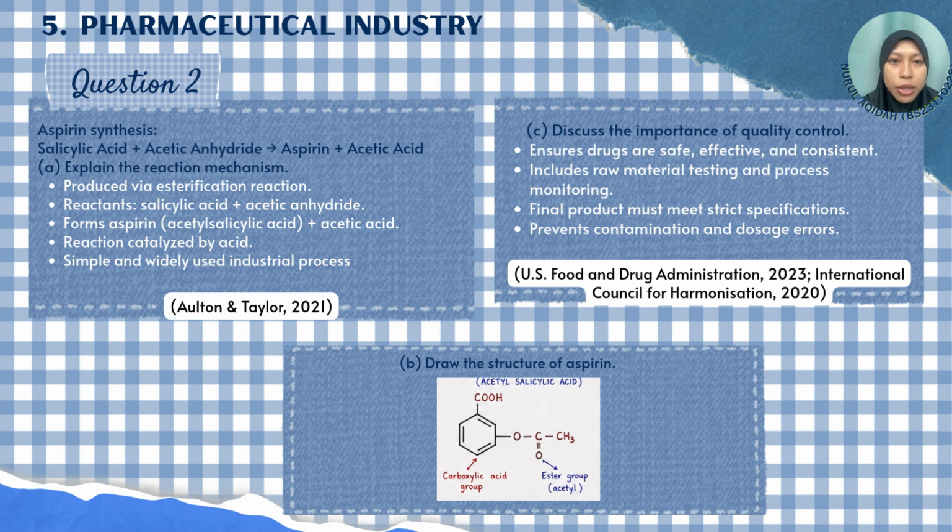For the aspirin structure, looking at the structure, so basically the aspirin contains a benzene ring with a carboxylic acid group and an ester group. As you can see, these functional groups are responsible for its properties.